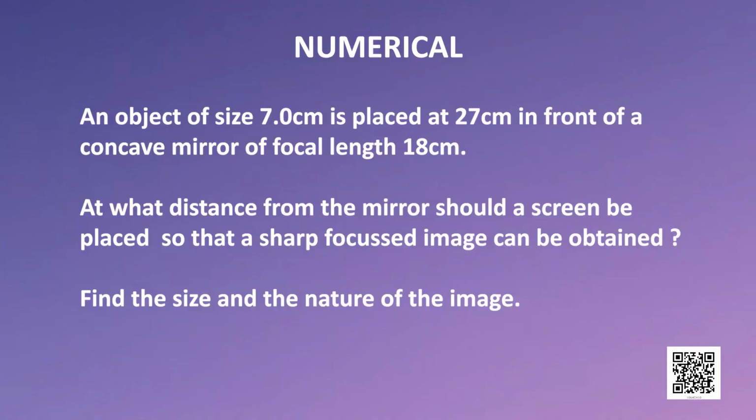An object of size 7 cm is placed at 27 cm in front of a concave mirror of focal length 18 cm. At what distance from the mirror should a screen be placed so that a sharp, focused image can be obtained? Find the size and the nature of the image.